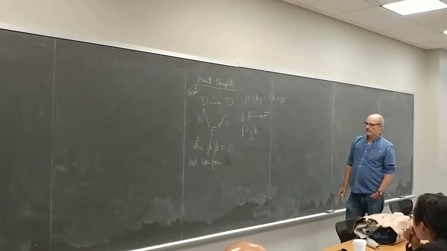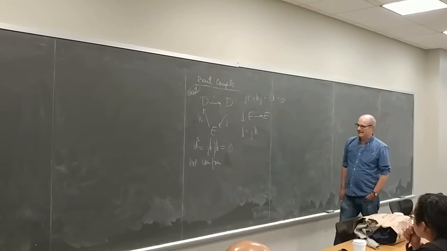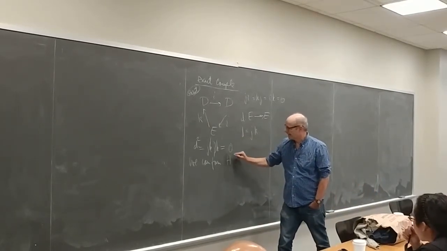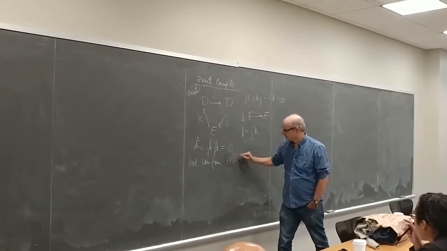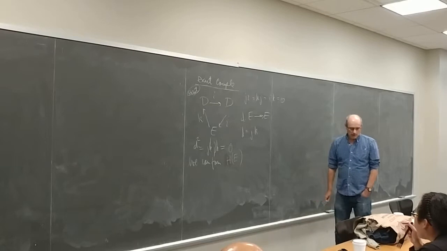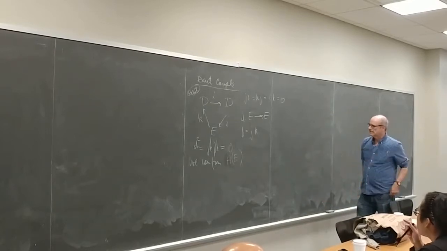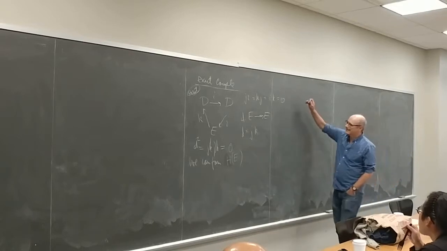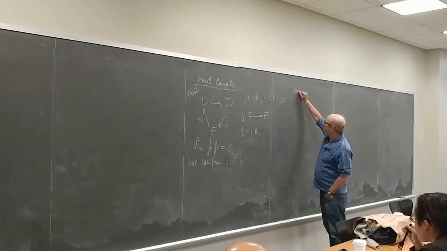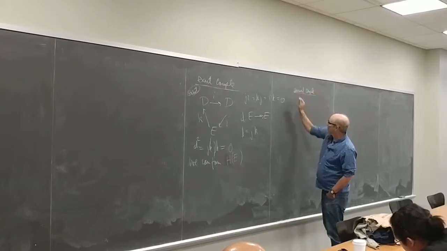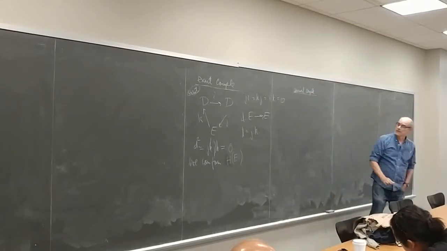All right, so we can form the homology of E with respect to D. Okay, so far, that's it. So now what we can do is, given this, we can define something called the derived couple.